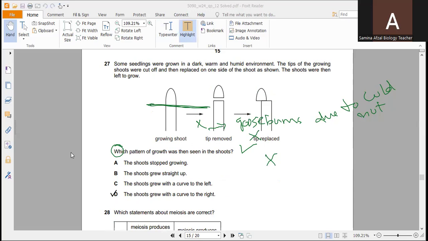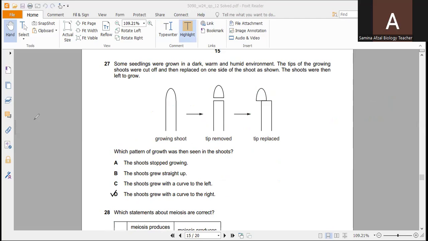Next question, number 27. Some seedlings were grown in a dark, warm, humid environment. The tips of the growing shoots were cut off and then replaced on one side of the shoot as shown. You can see the shoots were then left to grow. Which pattern of growth was then seen in the shoots? Here you can see that answer D is the correct option. The shoots grew with a curve to the right. In this way, their movement will be in this direction.